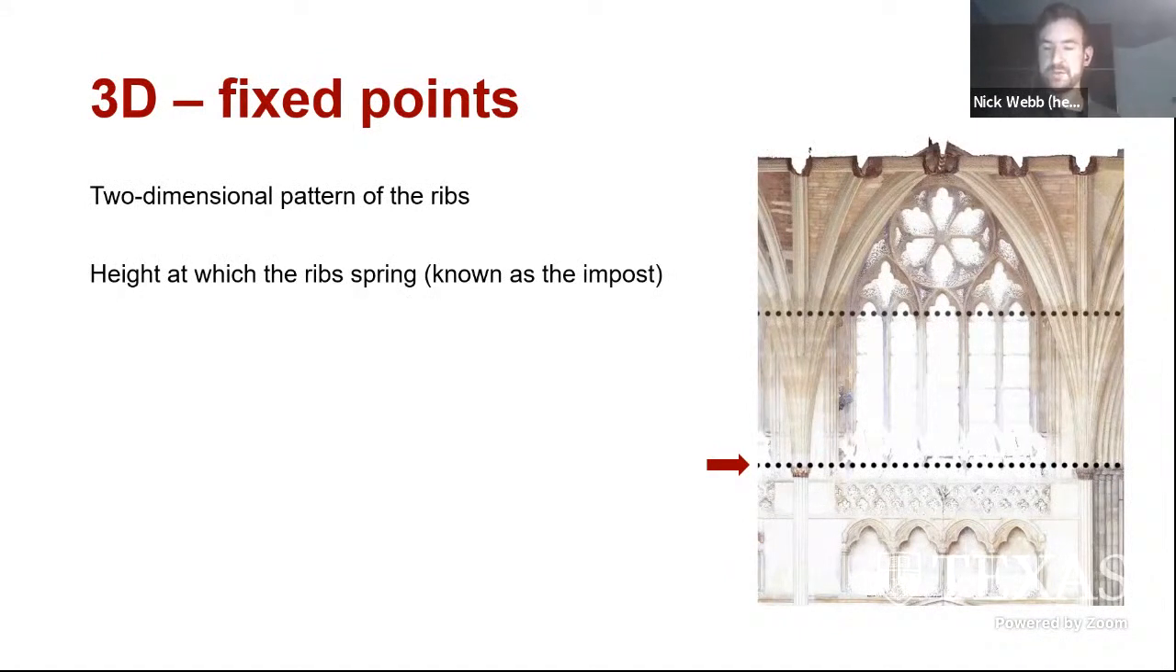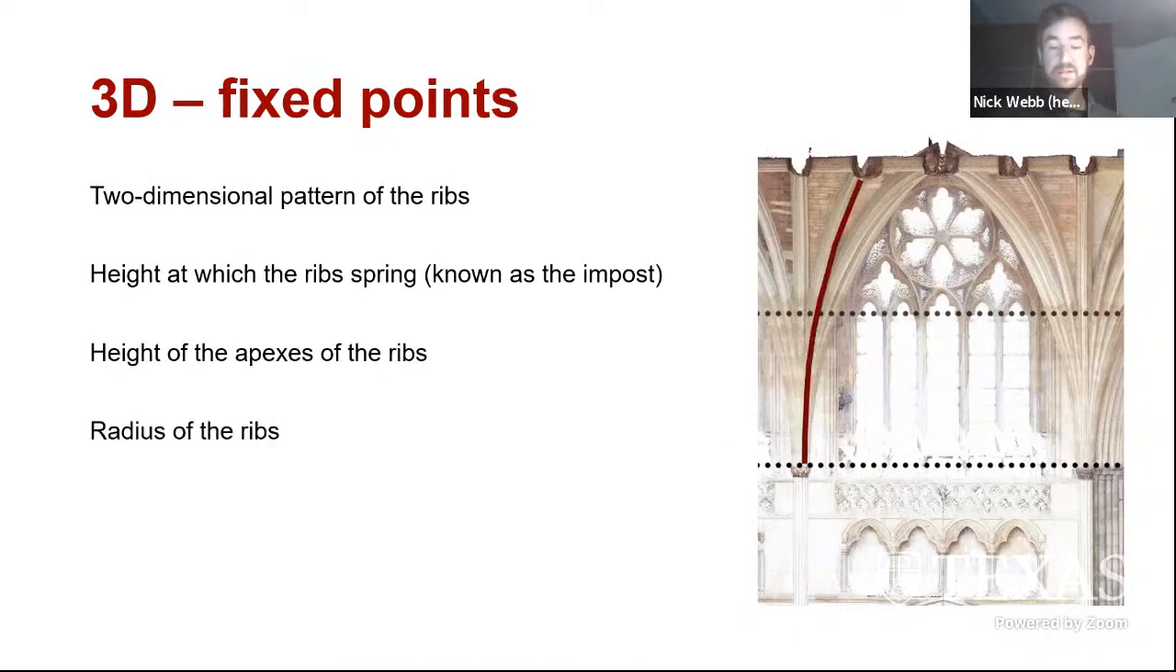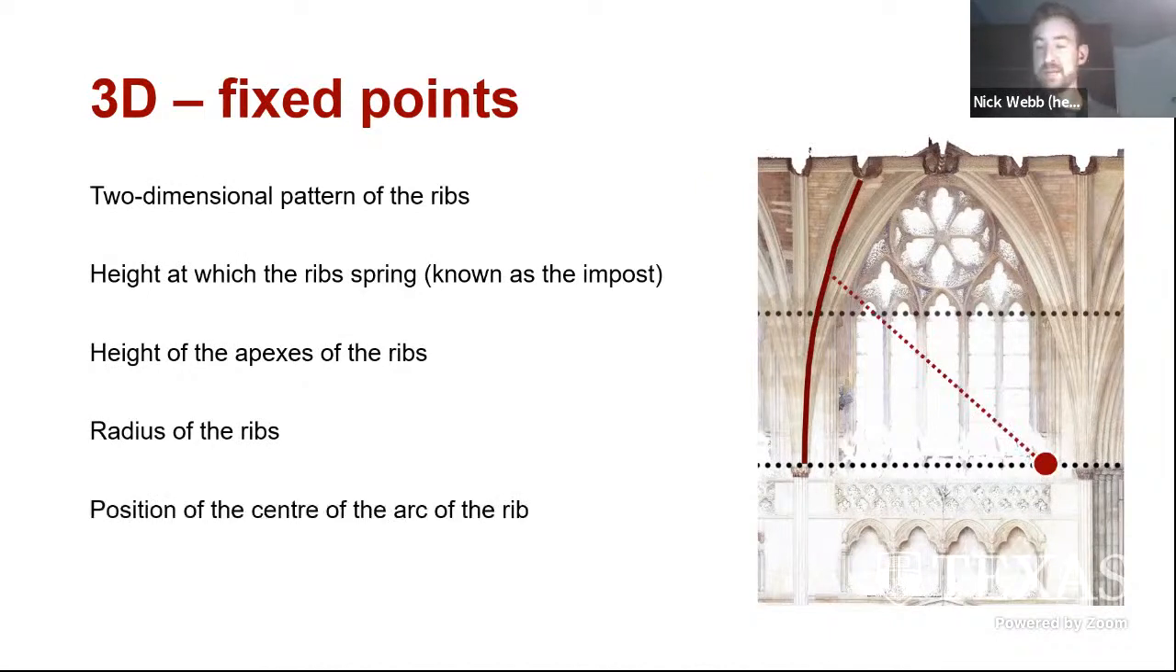So I'm recapping a few of those points now that I mentioned earlier. We have the height of the apexes of the ribs. We also have the radius of the ribs and the position of the center of the arc of the rib in relation to the impost level. And each of these factors could be used as a starting point, which limits the options available for the others. And once you've got 4 out of 5 of those factors fixed, then the 5th one automatically follows. So again, this is another example of generative design. And also, some of these elements could be fixed by the pre-existing architecture.